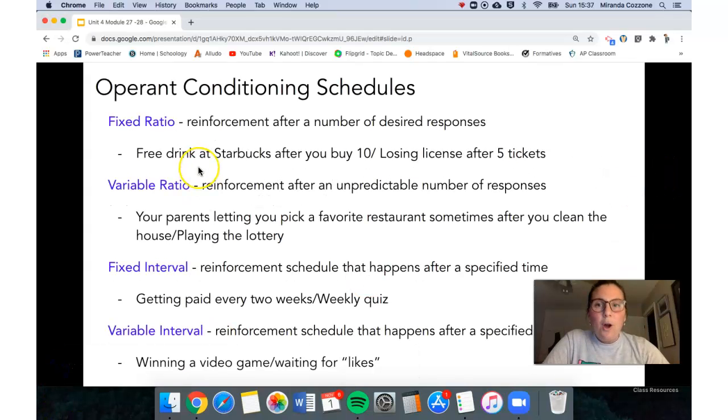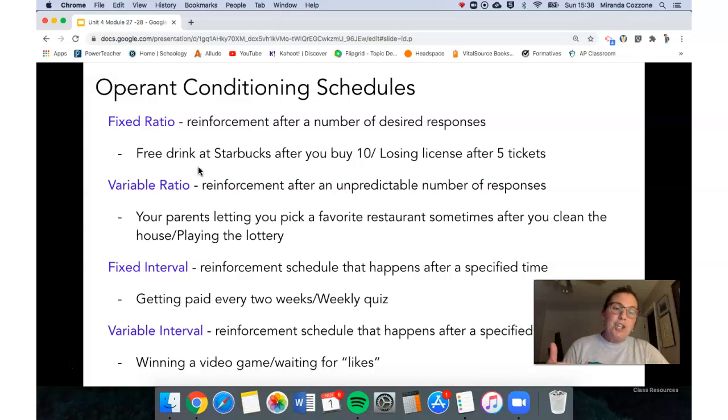All right, so let's talk about the operant conditioning schedules. If you are on a fixed ratio conditioning schedule, this is reinforcement after a number of desired responses. So let's take Starbucks for instance. You collect stars on your little Starbucks app. This is a fixed ratio system where after, let's say, 10 drinks, you get a free one.